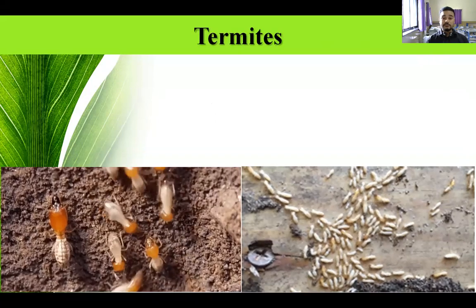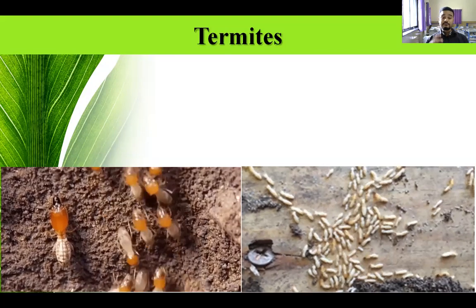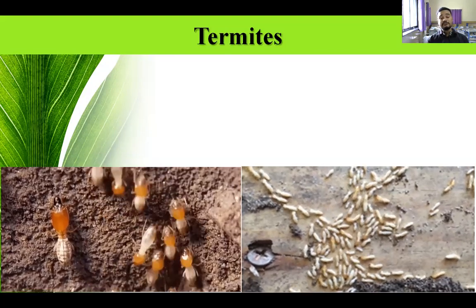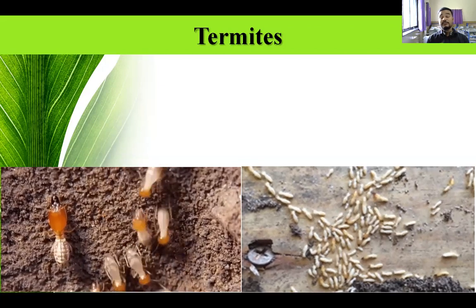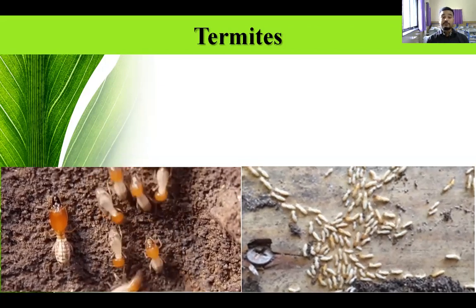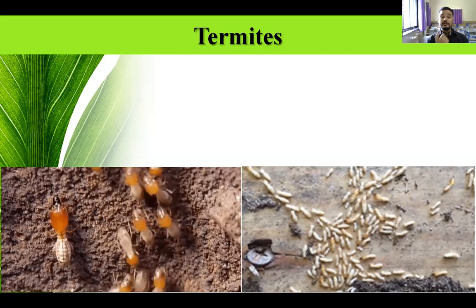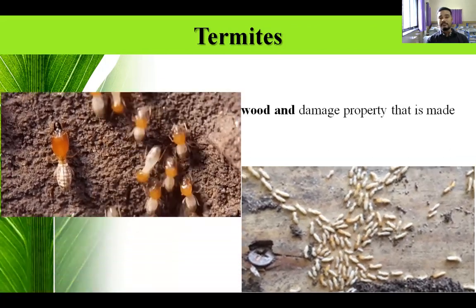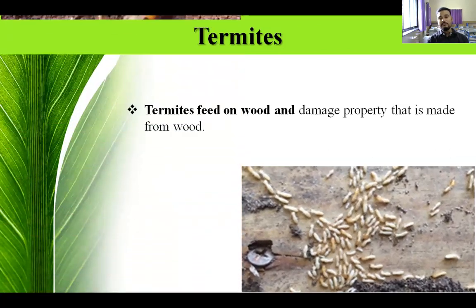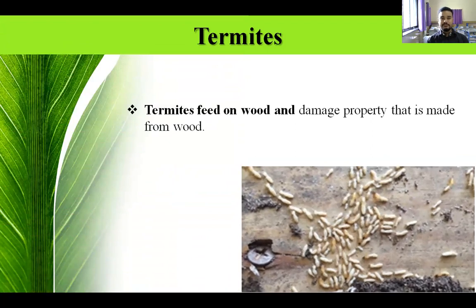Then termites are there. Termites help in decaying plants, but if they are not eating dead plants and instead start eating our wooden furniture, that will damage our property which is made from wood. That is also one disadvantage.